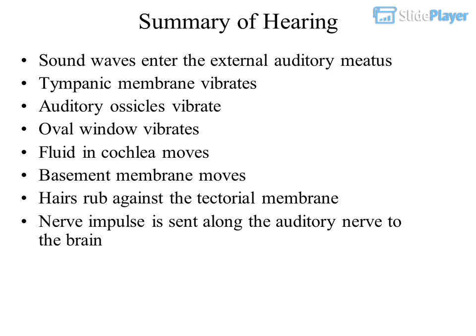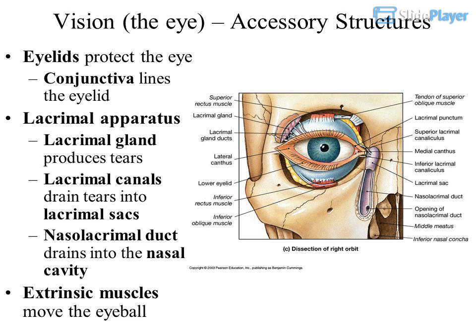Summary of hearing: sound waves enter the external auditory meatus. The tympanic membrane vibrates. Auditory ossicles vibrate. The oval window vibrates. Fluid in the cochlea moves. The basement membrane moves. Hairs rub against the tectorial membrane. Nerve impulses are sent along the auditory nerve to the brain.